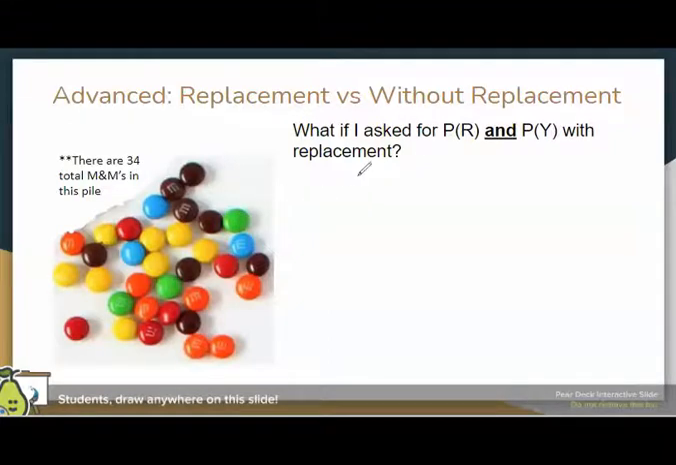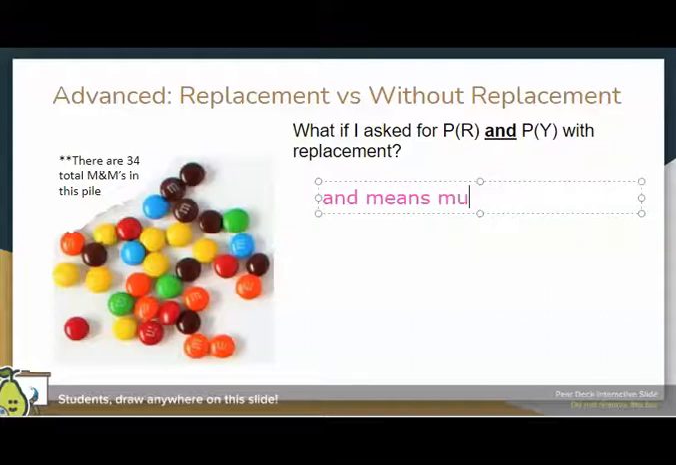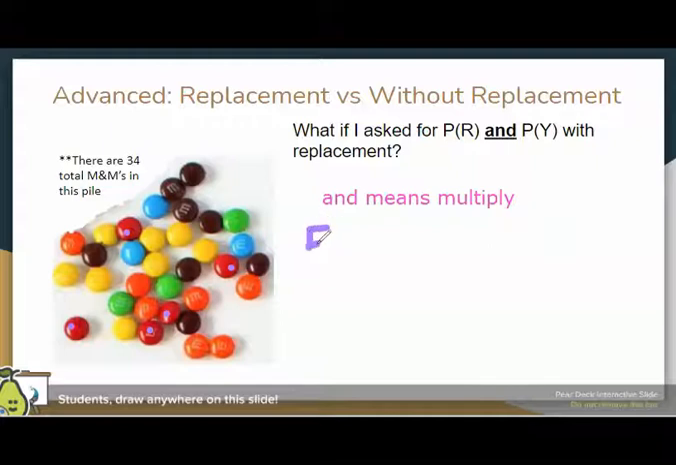So it's really just the same as what we talked about before with and means multiply. That's the same thing. And we have our probability of red. So there's 1, 2, 3, 4, 5 red out of 34. We're going to multiply that with the probability of our yellow.